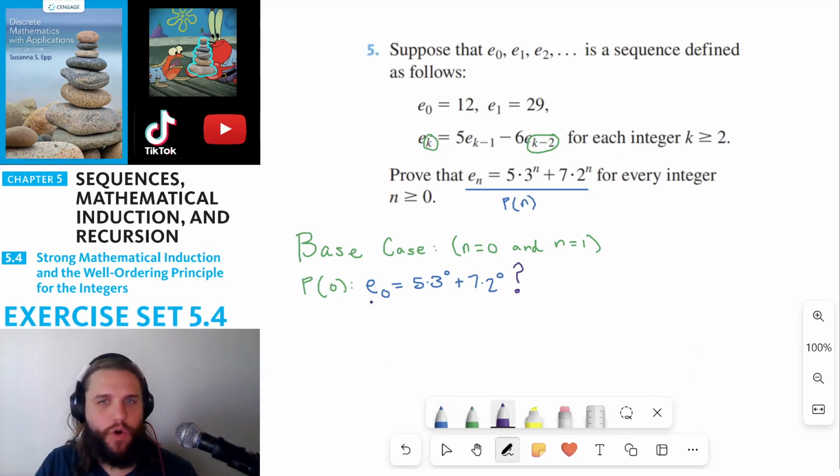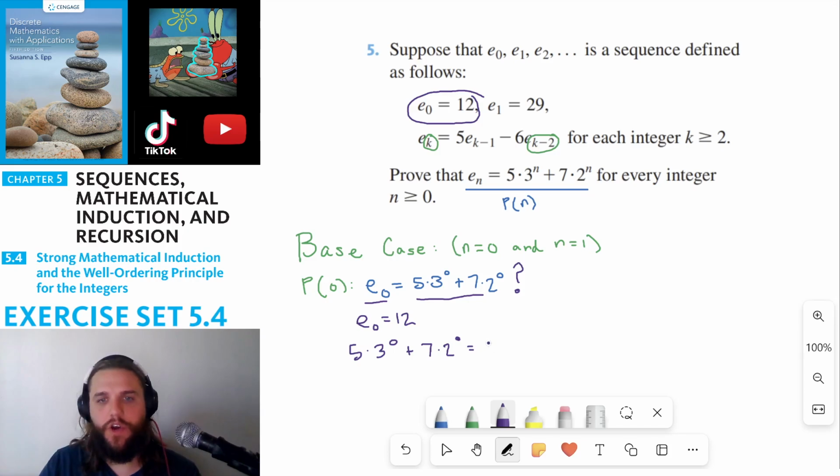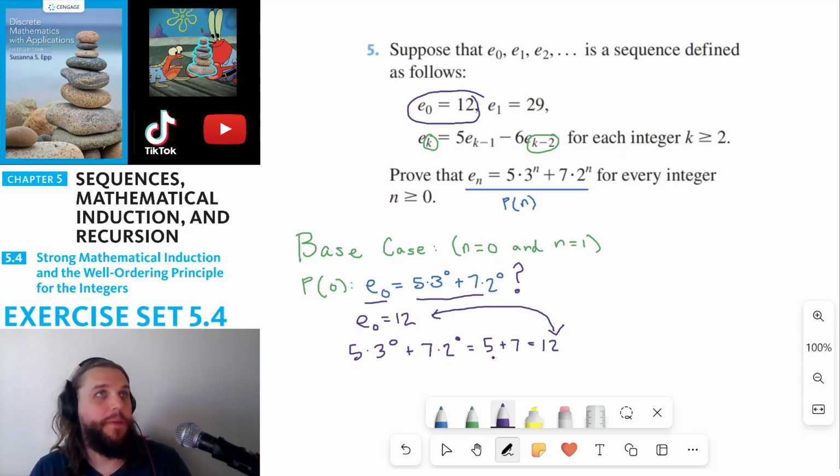Why is this true? Well, on one hand, e sub 0 equals 12. That's given to us. So the left-hand side is just 12. The right-hand side here is 5 times 3 to the 0 plus 7 times 2 to the 0, which is just 5 plus 7, which equals 12. And this means that e sub 0 equals 5 times 3 to the 0 plus 7 times 2 to the 0 because they both equal 12. So I'll put a check mark to show that we've verified that p of 0 is true.